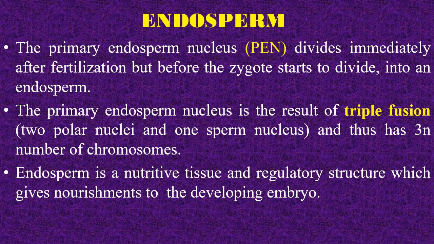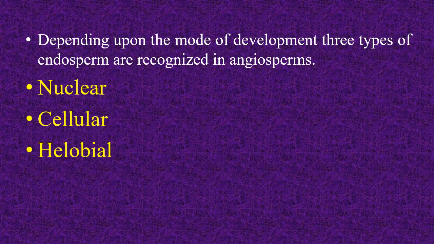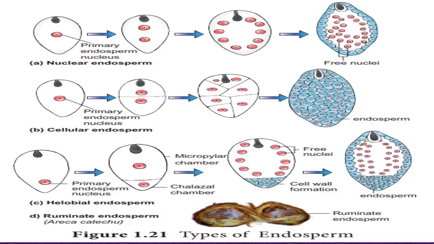Endosperm is a nutritive tissue and regulatory structure which gives nourishment to the developing embryo. Depending upon the mode of development, three types of endosperm are recognized in angiosperms. One is nuclear endosperm, second is cellular endosperm, and third is helobial endosperm. This structure shows the types of endosperm and how it gets developed.